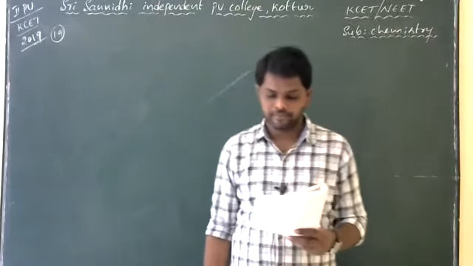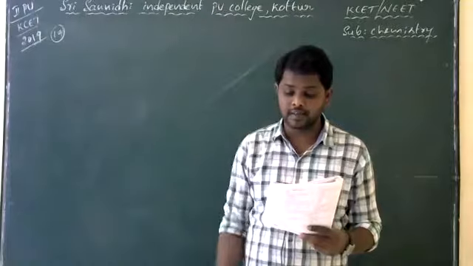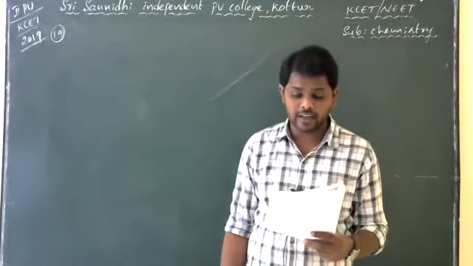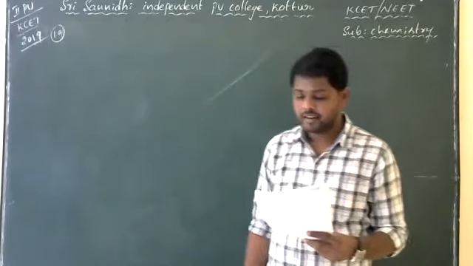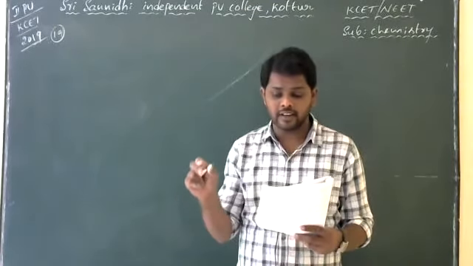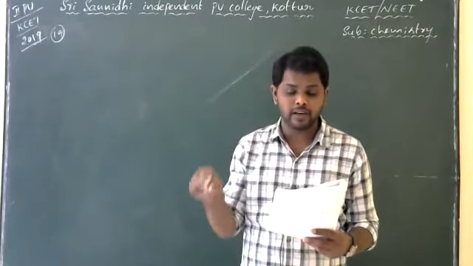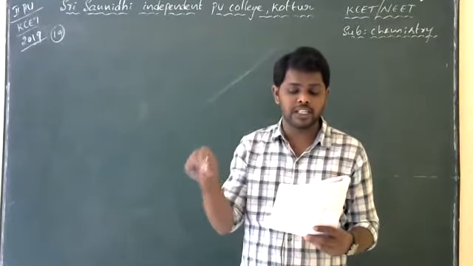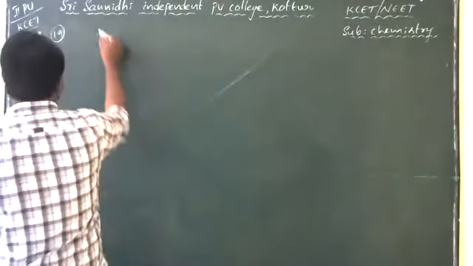17th one: 1 liter of 2 M CH3COOH is mixed with 1 liter of 3 M C2H5OH to form an ester. Ready? 1 liter of 2 molar concentration of acetic acid, that means CH3COOH, is mixed with 1 liter of 3 molar C2H5OH to form ester. First, you have to see that. First, ready?